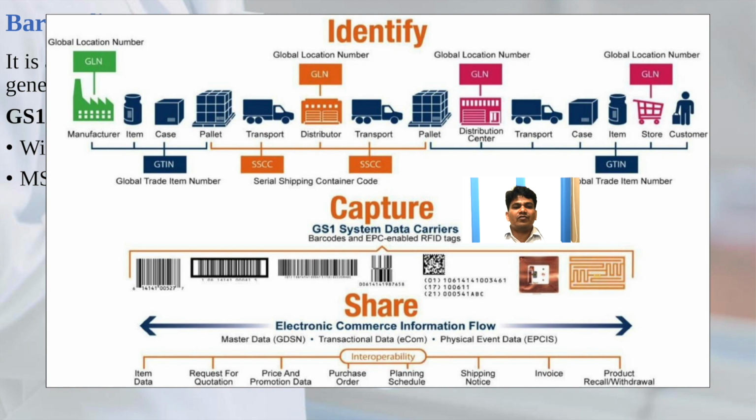So, identifying what kind of identifications we can do: global location number, for the manufacturer, items, case, pallet, transport, distribution. Many more pieces of information we can gather and capture, and the same information can be shared as well, and this is all related to traceability, right?